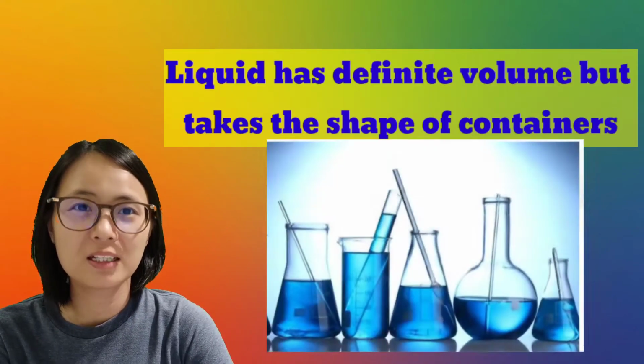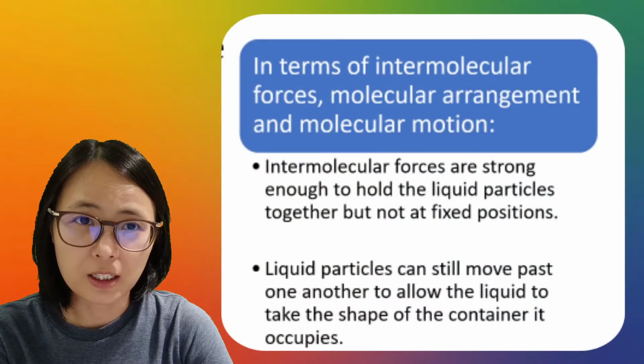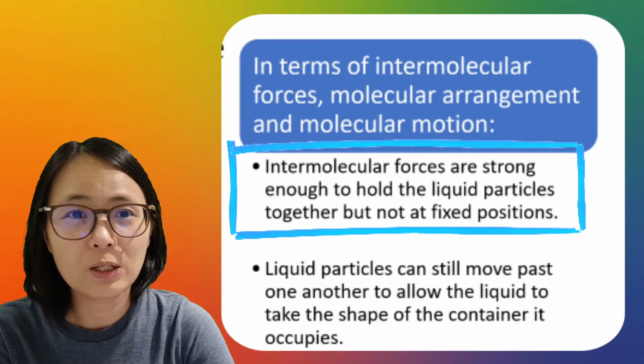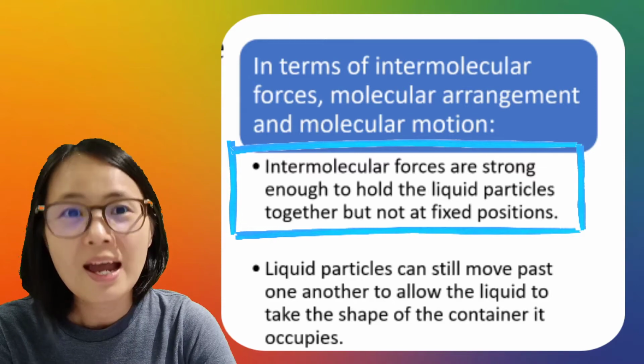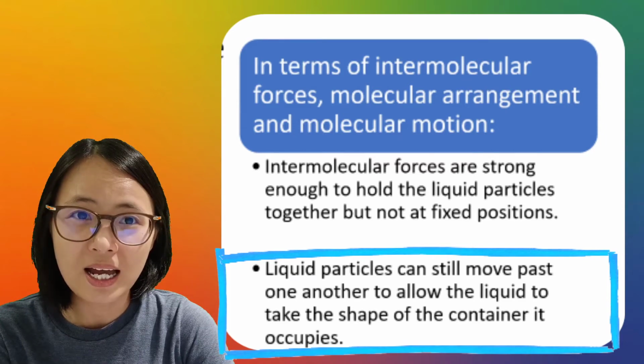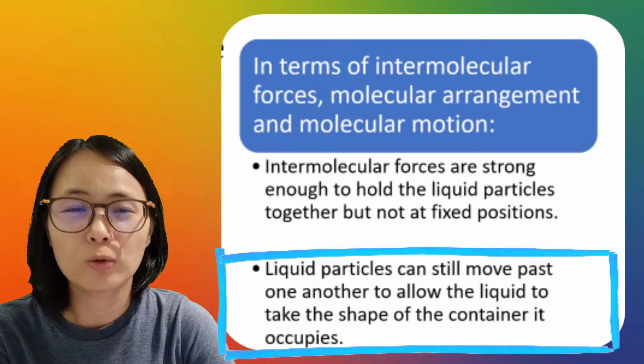The first property that I'm going to share is that liquid has definite volume but takes the shape of the container. So why does liquid take the shape of the container? This can be explained in terms of intermolecular forces, molecular arrangement and molecular motions of liquid. The intermolecular forces between liquid particles are strong, but not strong enough to hold the liquid particles at fixed positions. Hence, liquid particles can still move past one another and cause the liquid to take the shape of the container.